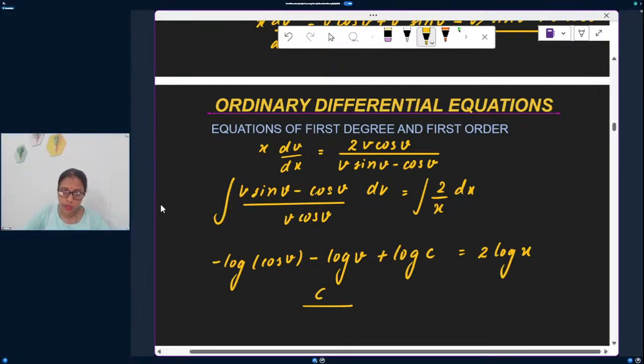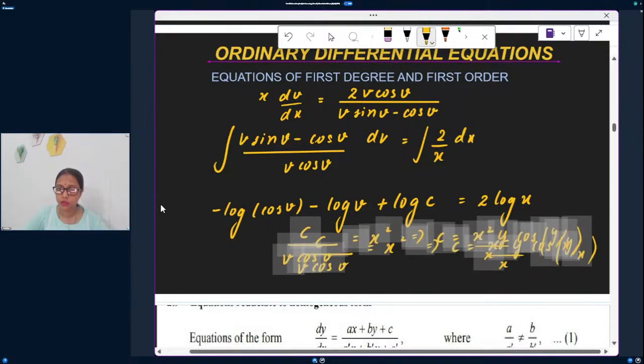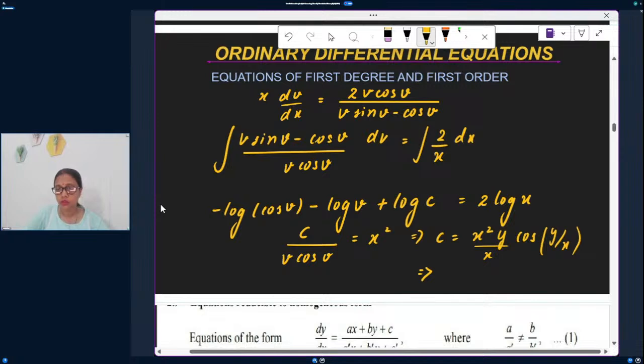Find out c. This is c divided by v cos v is equals to x square. So c is x square, and what was v? V is y by x. So y by x cos y by x. This is equals to xy cos y by x.